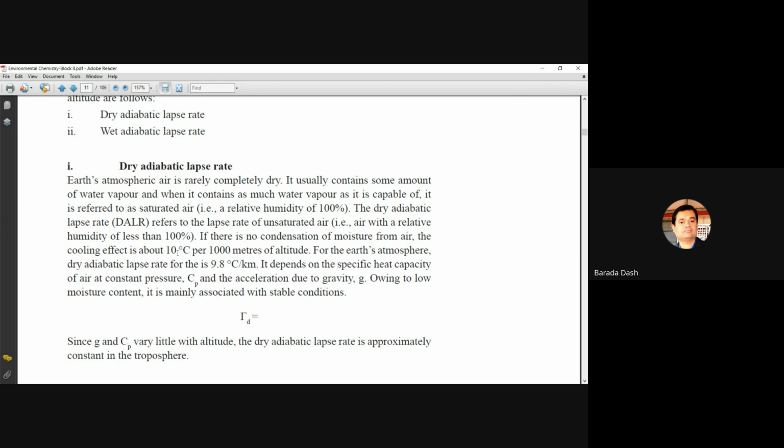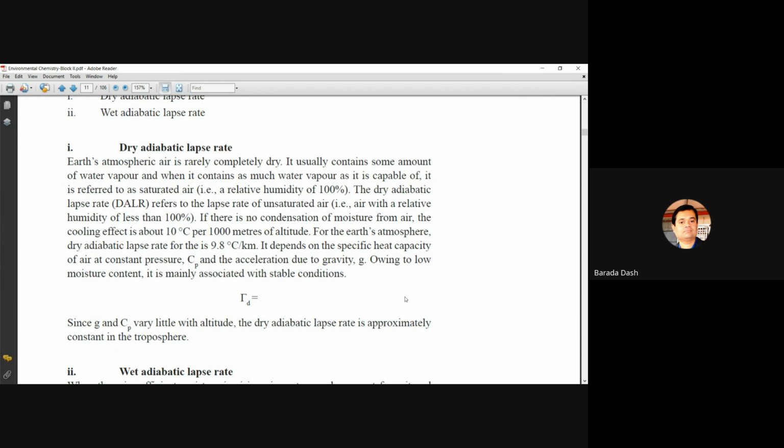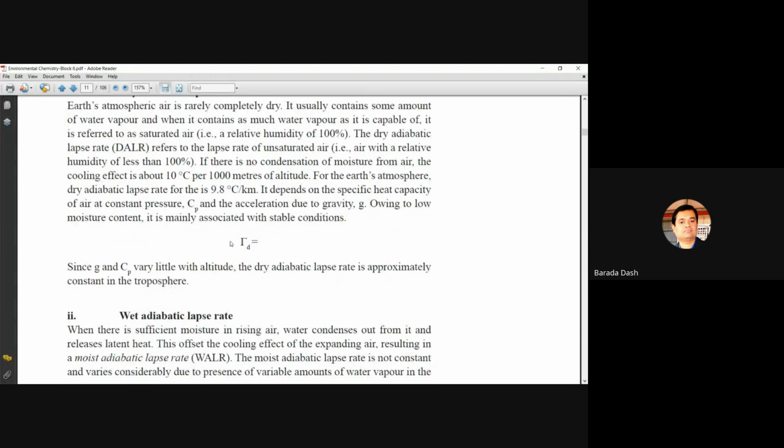For example, there is a decrease of temperature of up to 10 degrees for 1000 meters, or 1 kilometer, of altitude. For Earth's atmosphere, the dry adiabatic lapse rate is about 9.8 degrees centigrade per kilometer, which is almost equal to 10 degrees centigrade per 1000 meters. It depends on the specific heat capacity of air at constant pressure, Cp, and the acceleration due to gravity, g. Owing to the low moisture content, it is mainly associated with stable conditions. It is called gamma d. Since g and Cp vary little with altitude, the dry adiabatic lapse rate is approximately constant in the troposphere.